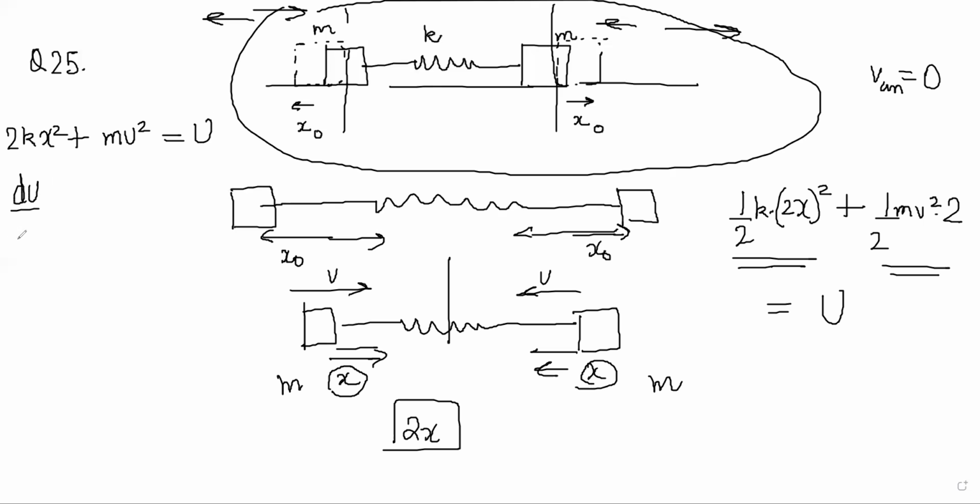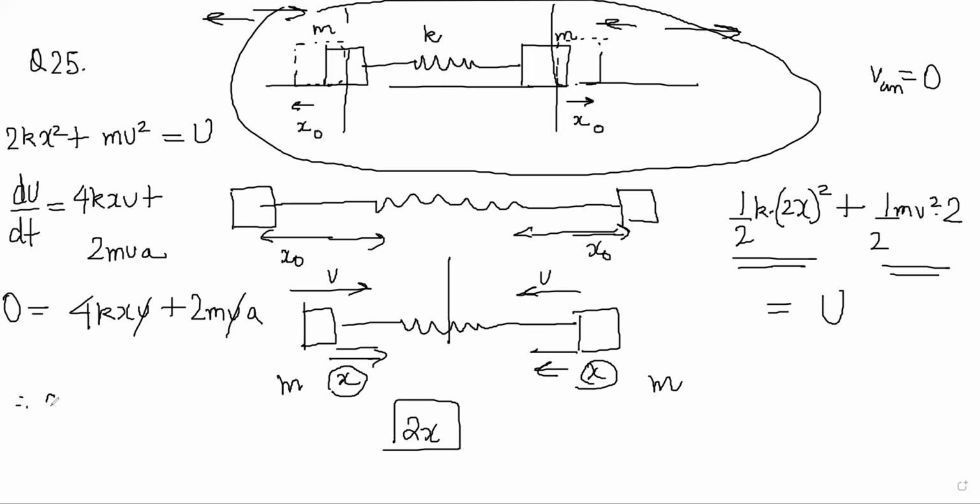So dU by dt will be equal to 2k into 2x, so 4kxv plus 2mva. This should be 0. So 0 is equal to 4kxv plus 2mva. V cancels and you get a is equal to minus 2kx by m. So this is your omega square, and therefore the time period is 2 pi by omega, which is root m by 2k. Check once.